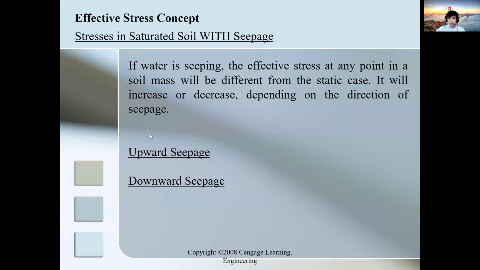Okay, so let's continue with the discussion. Good afternoon, everyone. This afternoon, we'll be discussing the stresses in saturated soil with seepage.